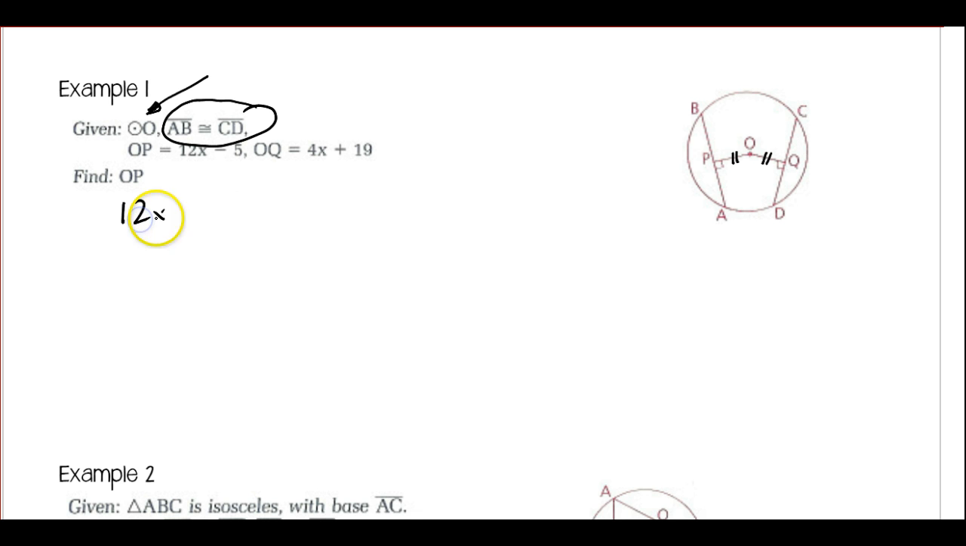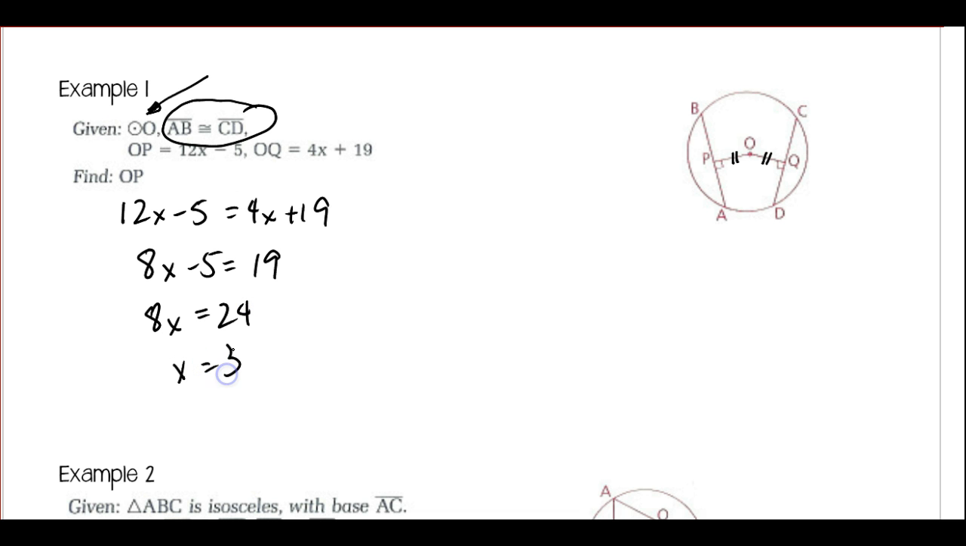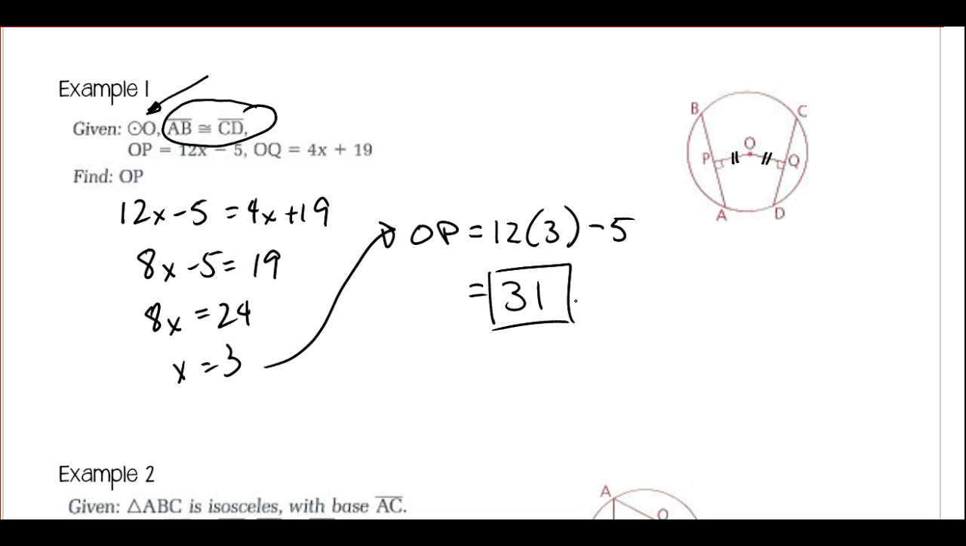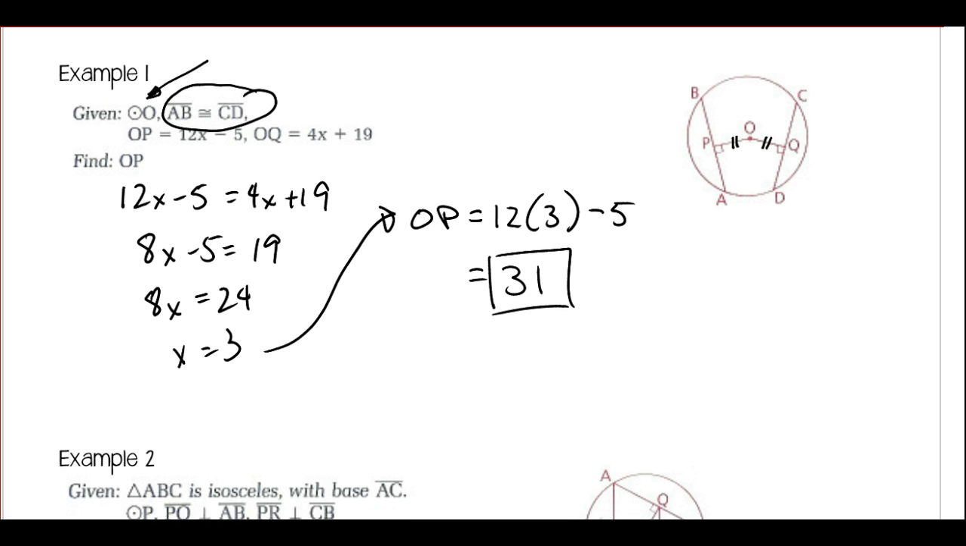So I've got 12x minus 5 is going to equal 4x plus 19. So I'm going to subtract 4x from both sides, so I get 8x minus 5 is equal to 19. Add 5 to both sides. 8x is equal to 24, which means that x is equal to 3. So once I get x is 3, I can solve for segment OP. So that's going to be 12 times 3 minus 5, which, if I'm doing the math correctly, is 31. All right, so just a pretty straightforward application of one of our theorems that if the chords are congruent, then they're equidistant from the center.